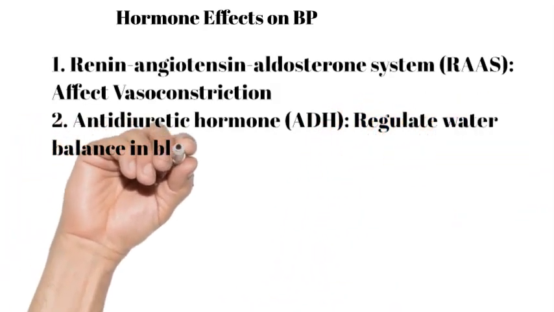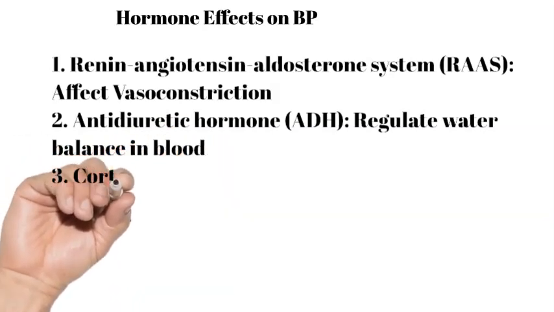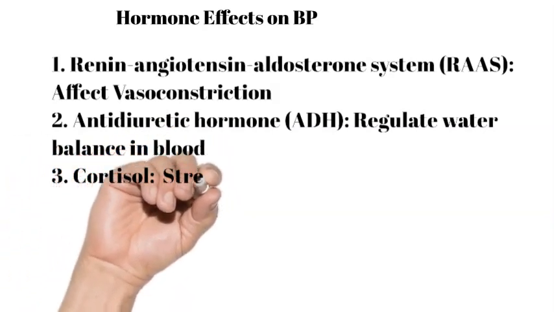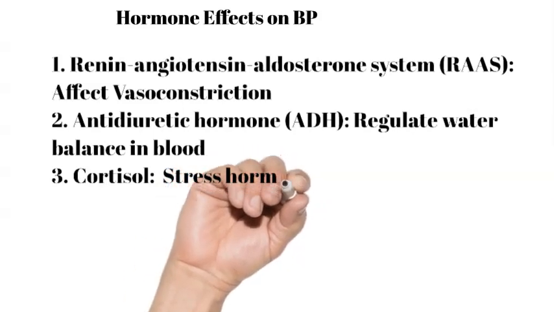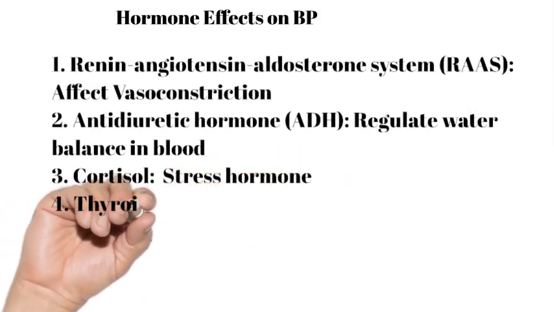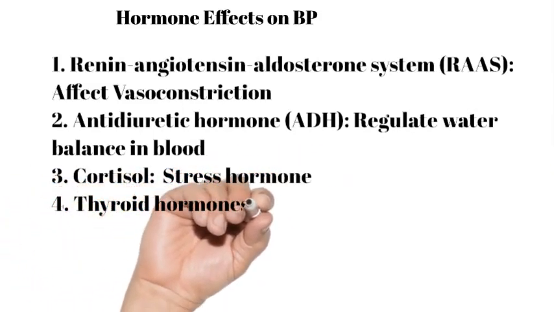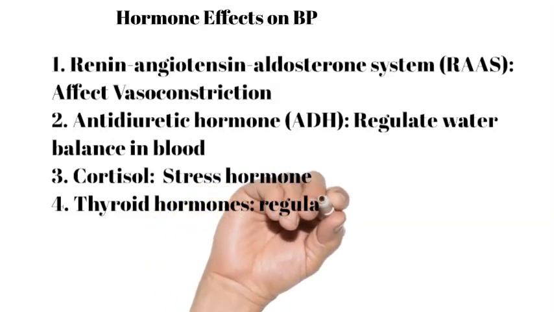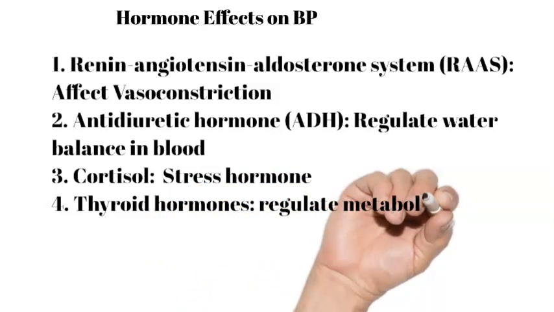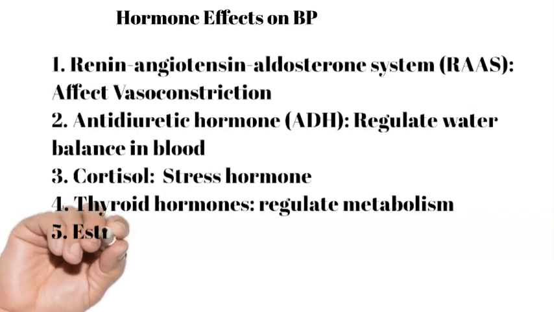Estrogen and progesterone, these female sex hormones, can impact blood pressure in women. Estrogen can cause vasodilation and lower blood pressure, while progesterone can cause vasoconstriction and increase blood pressure. Hormonal fluctuations during the menstrual cycle and menopause can impact blood pressure in women.